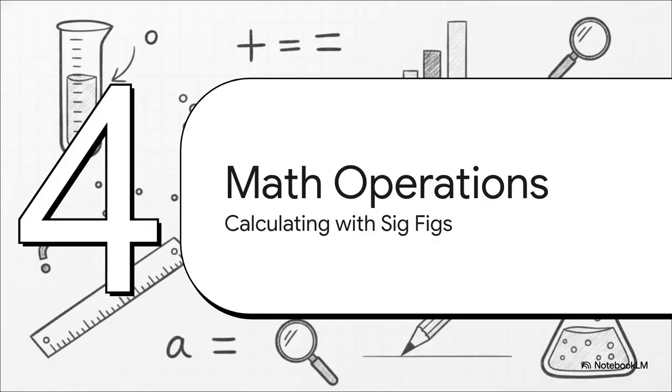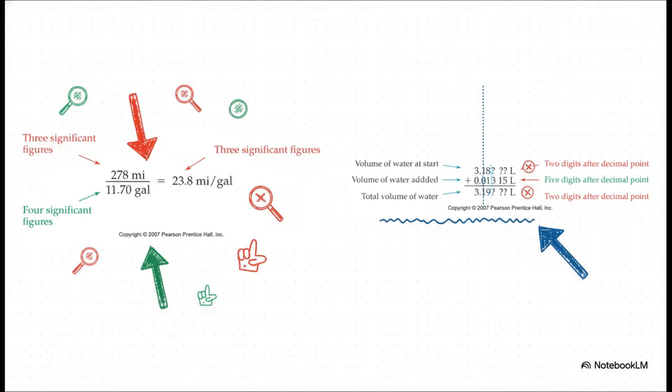Section 4, Math Operations. So what happens when we start combining these educated guesses? We actually have to take two very different paths depending on the exact math we're doing. For multiplication and division, the hard rule is that the lowest total significant figures wins out. You count all the sig figs in your starting numbers, and your final answer gets clamped down to match whichever number had the fewest. But for addition and subtraction, completely different story. Here, we completely ignore the total significant figures. Instead, the lowest number of decimal places wins out. You basically line up the decimals vertically and chop off the answer at the least precise column.